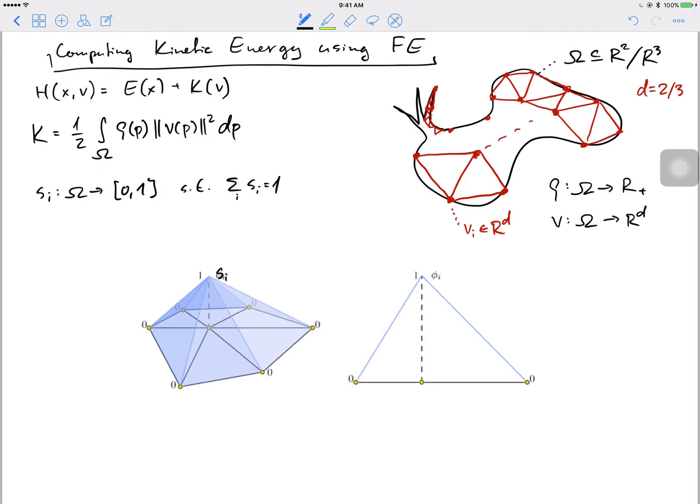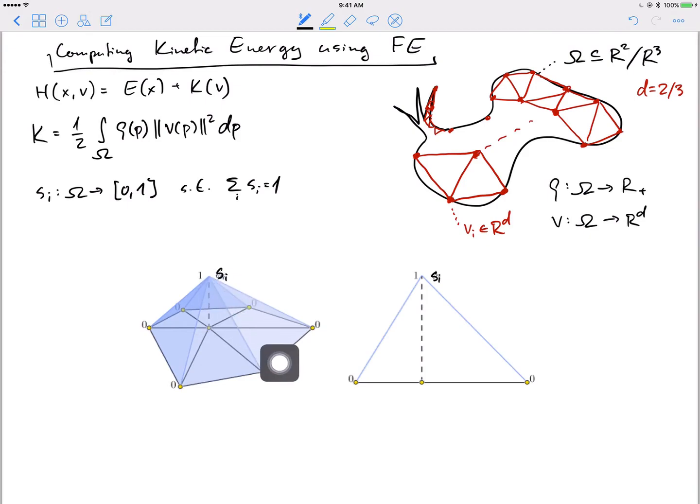So this would be my S_i. Okay, this is the one-dimensional one. This is how it looks in 2D. Okay, so here I have my mesh. Here are some triangles. Here are some nodes connected with triangles. That's what this thing is.